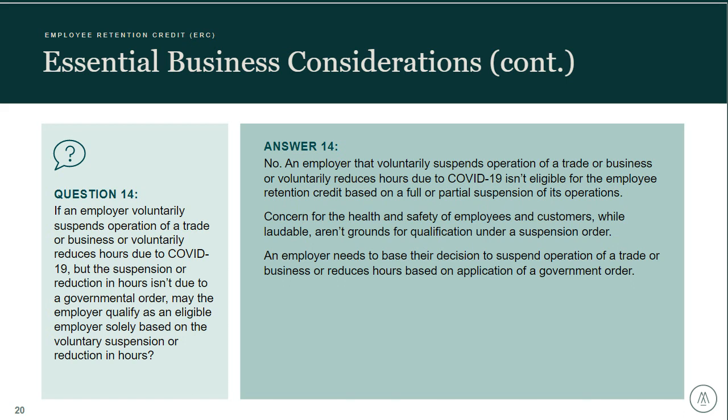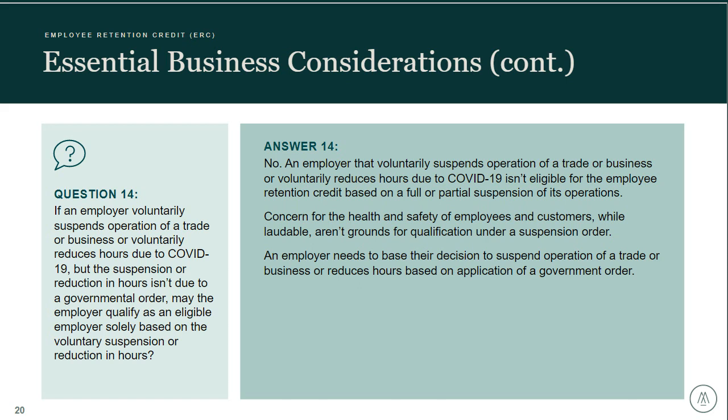And so question 14 says, if an employer voluntarily suspends operation of a trade or business or voluntarily reduces hours due to COVID-19, but the suspension or reduction in hours is not due to a governmental order, may the employer qualify as an eligible employer solely based on the voluntary suspension or reduction in hours? The IRS answers that no. An employer that voluntarily suspends operations of a trade or business or voluntarily reduces hours due to COVID-19 is not eligible for the employee retention credit based on a full or partial suspension of its operations.